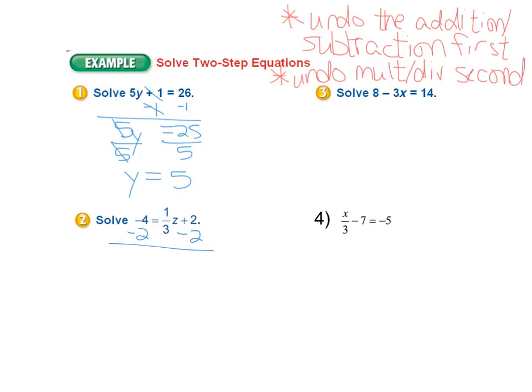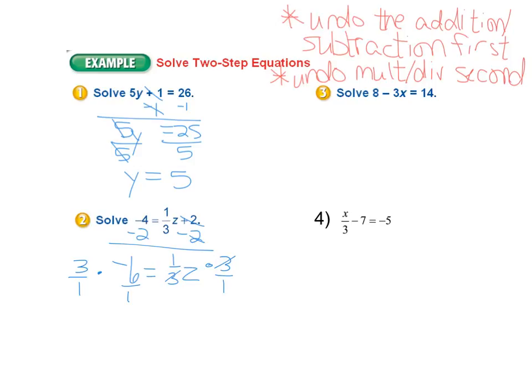I look, negative 4 minus 2 is negative 6. I'm going to bring down my 1/3 z. Plus 2 minus 2 is 0. Now, this is one that sometimes we get a little scared, but it's not a big deal. This is a fraction in front of the variable. Remember yesterday we talked about when we have a fraction in front of the variable, we're going to multiply both sides by the reciprocal. So the reciprocal of 1/3 is 3 over 1. We flip it. So I'm going to multiply both sides by 3 over 1.